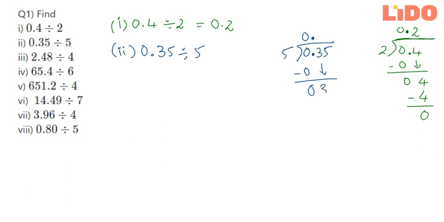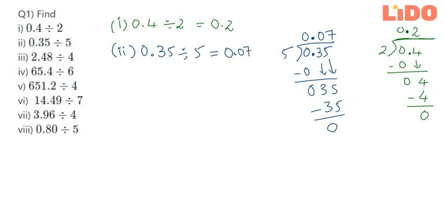But I know that 3 still can't be divided by 5, right? So I'm going to put one more 0 here. Now that I've put one more 0, I have the permission to bring down the next digit, which is 5. And now I know that 5 sevens are 35. So I'm going to write 7 here, which will give me 35 and remainder 0. So the answer for this problem will be 0.07.